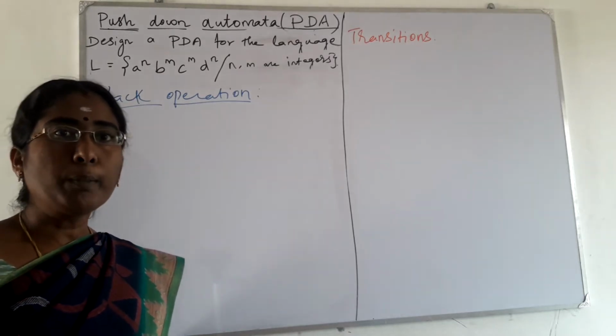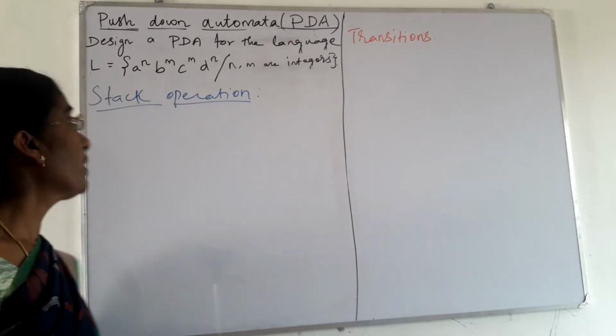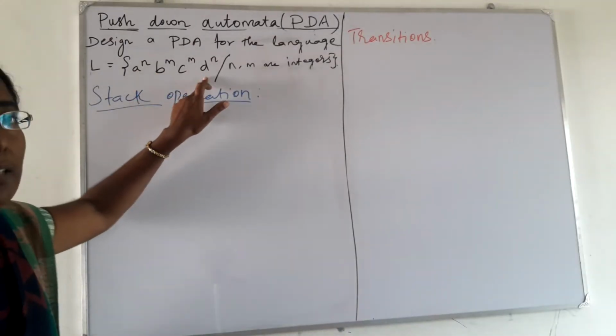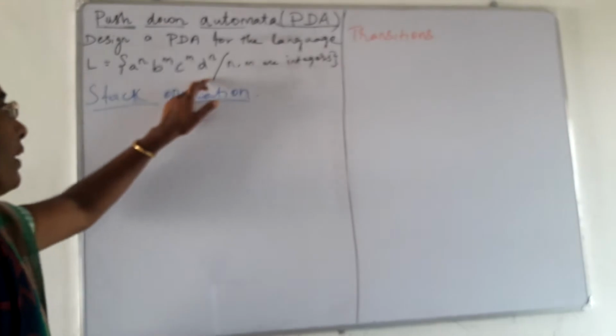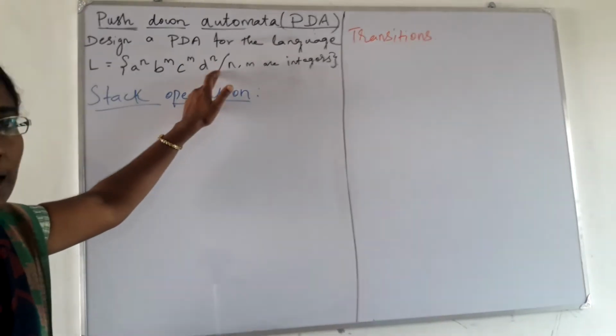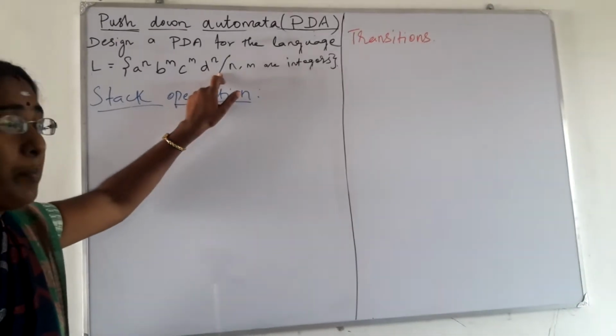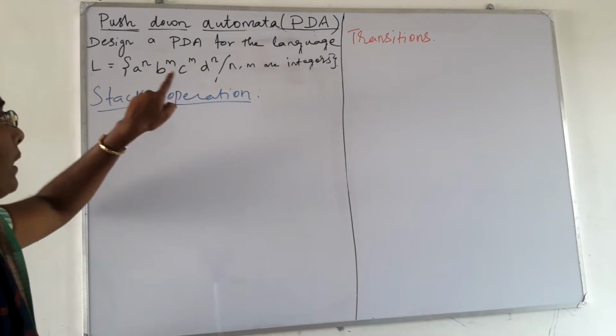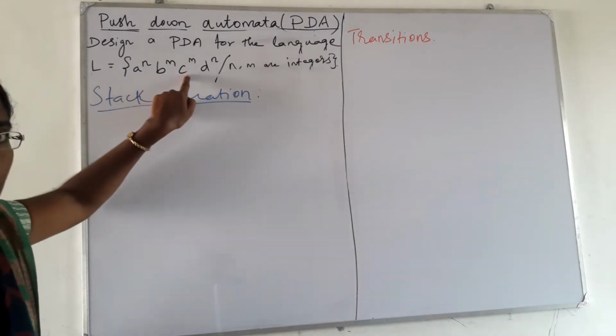Now we will see one more PDA, a pushdown automata, for the language a^n b^m c^m d^n. Here we have four different types of symbols: A, B, C and D. The condition is that the number of A's equals the number of D's, and the number of B's equals the number of C's.